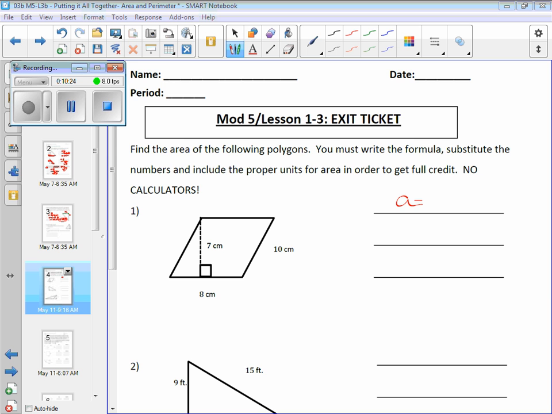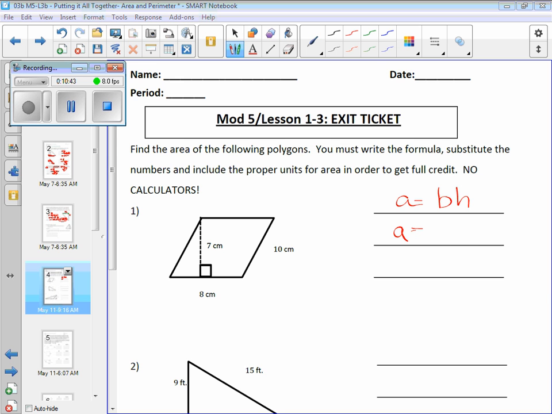Nick, A equals base times height. It is not base times height divided by 2. It's not a triangle. That's where many of you started off. If you have the wrong formula, you're going to get the answer wrong, because you should not divide your product by 2.